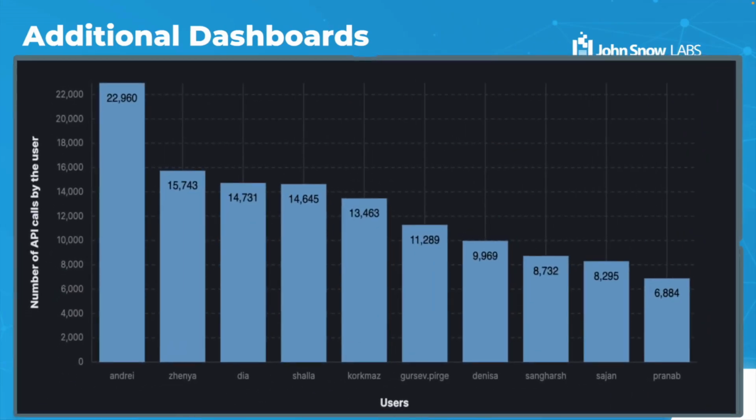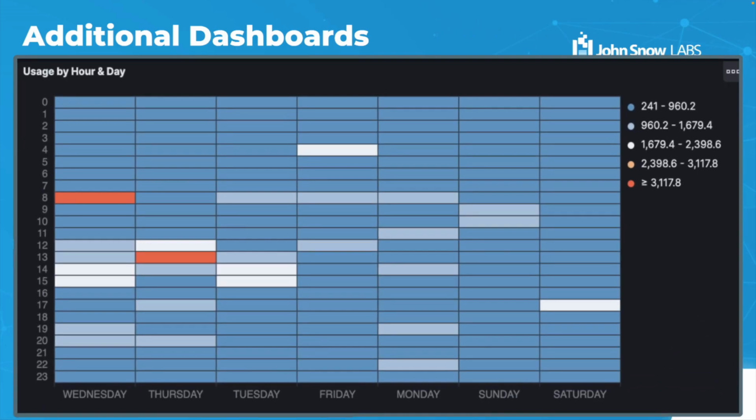On the bottom left, we have listed the top 10 users by API calls. This highlights who is using the system the most, which is helpful for both optimization and accountability. And finally, the application users by hour and day heat map shows when users are most active. This helps in scheduling updates, identifying peak usage times, and optimizing resource availability. These dashboards together give a well-rounded picture of how the platform is being used and where we might need to investigate or improve.